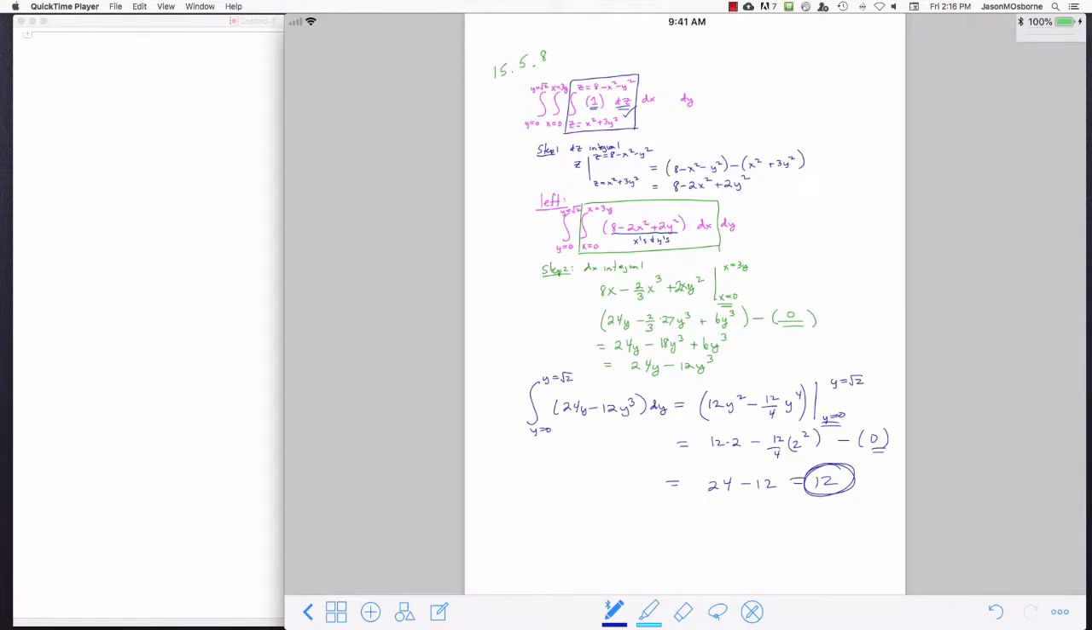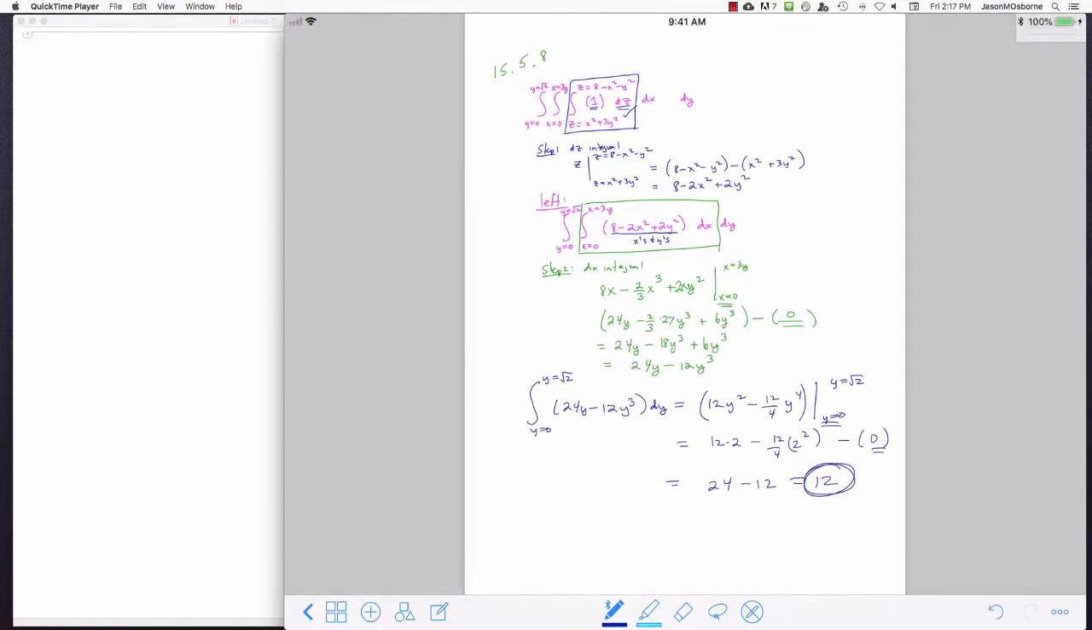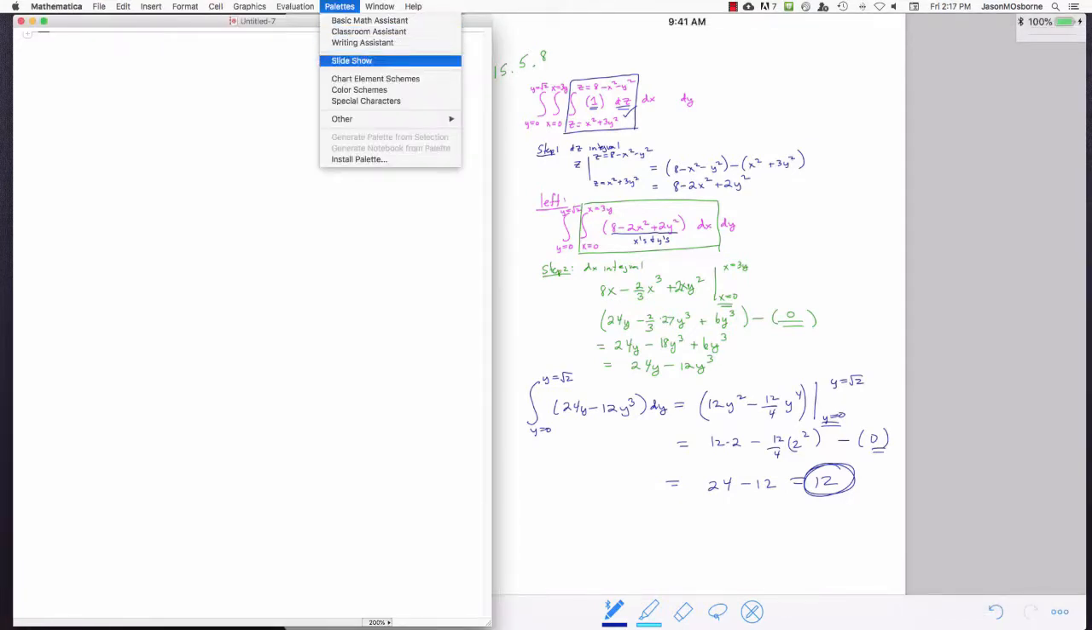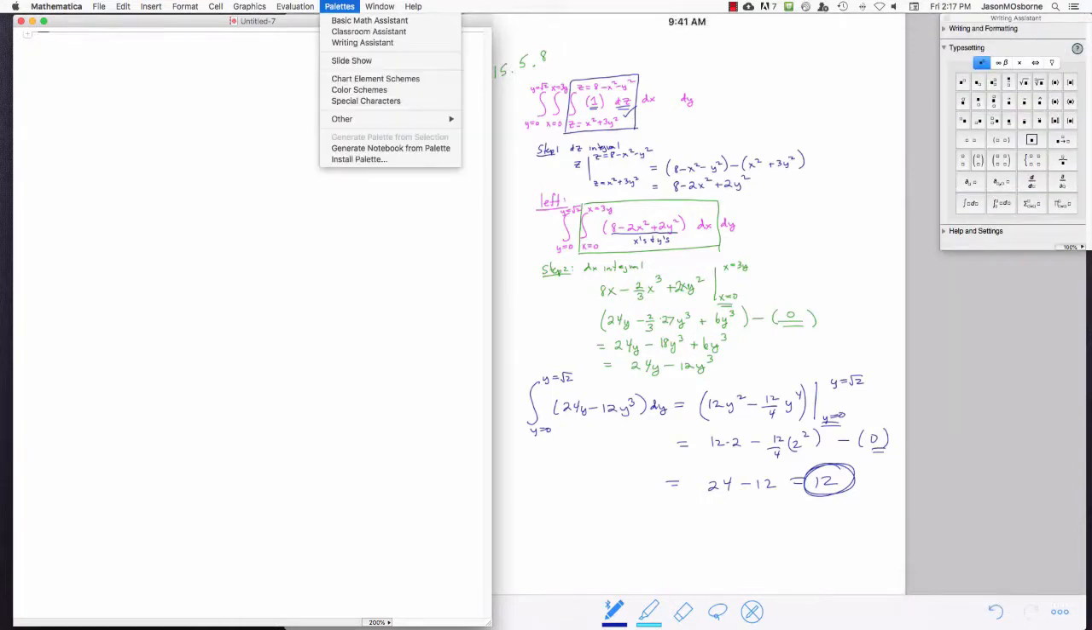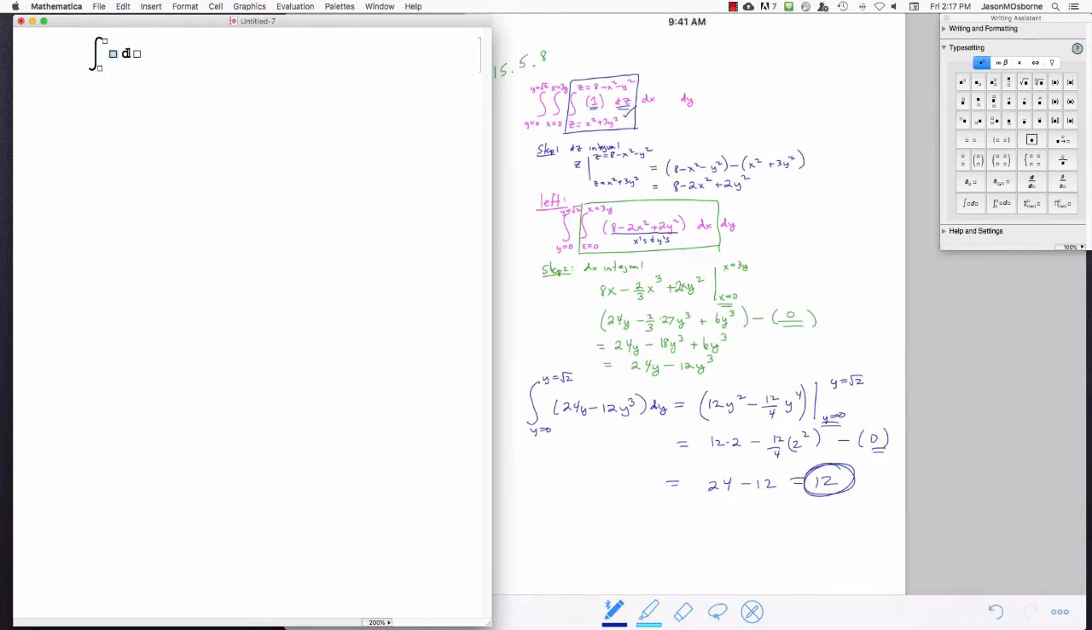Okay? Let's double check our answer with the computer, and then we will talk about interpreting our answer. Okay, so I'll come over here to Mathematica, Palettes, Writing Assistant. Sorry, let's give it a moment here. Insert an integral. Go to the integrand of the first integral, insert another integral. Go to the integrand of the inside integral, insert another integral. And the function we're integrating is 1. And then we chose to do this as a dz, dx, dy problem.